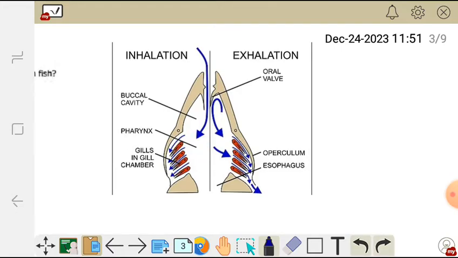Gaseous exchange to take place. The floor should be lowered. The movement of water there in the mouth should be lowered, but the mouth should be open. So the floor should be lowered to allow for gaseous exchange. And then the operculum, which is this part which covers the gills, should be closed. This will be closed, the mouth will be open, and the flow will be reduced to allow for gaseous exchange. That is the correct answer.